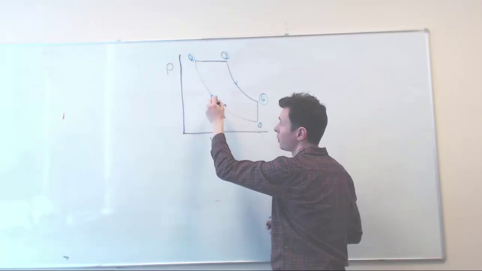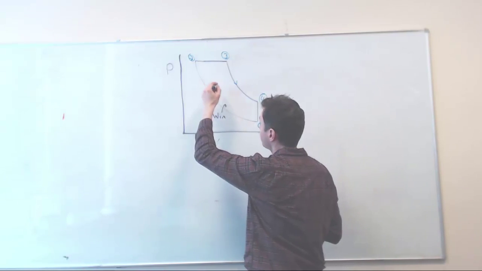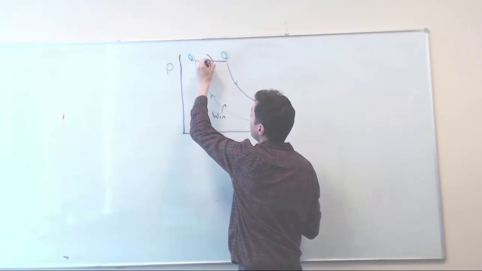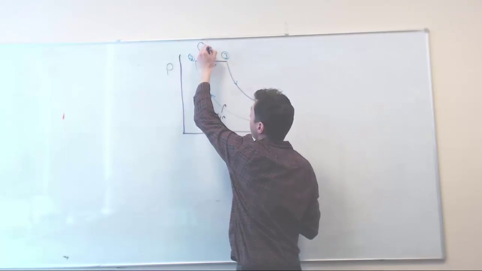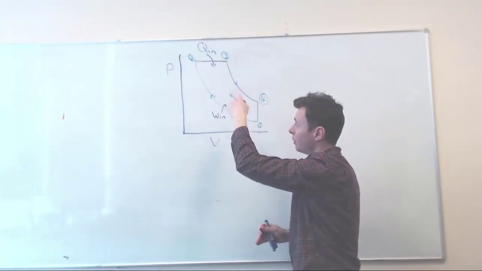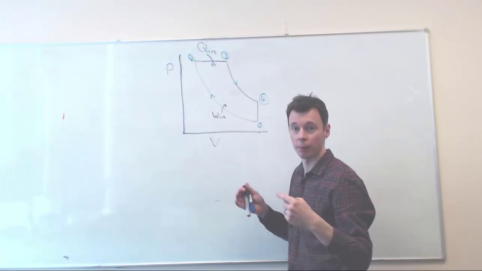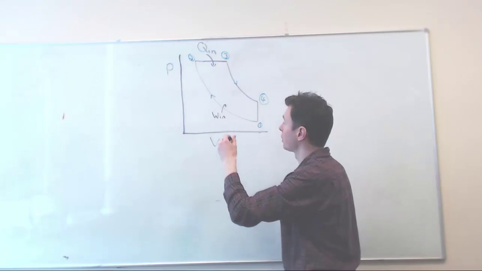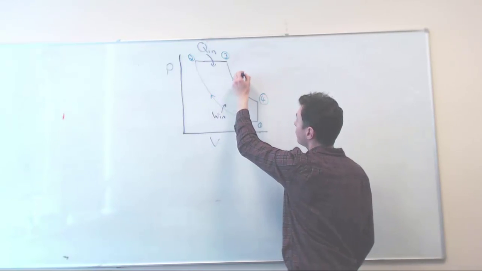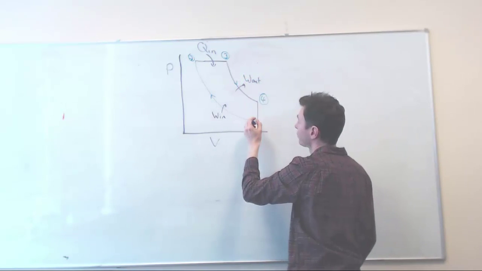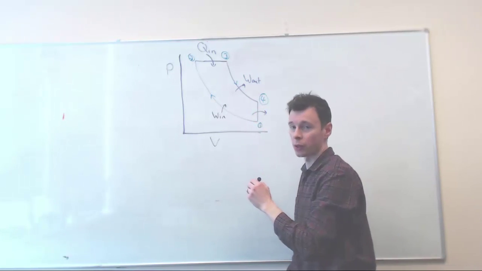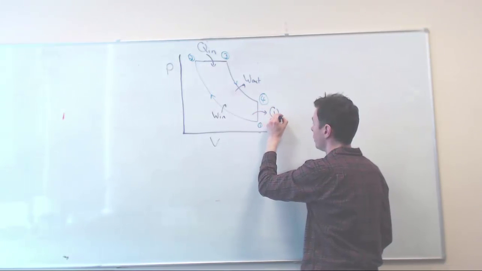So work goes in between 1 and 2. Between 2 and 3, that's our heating process. So Q in, again, heat and work processes are always, on these four process diagrams, opposite each other. So our work out is here, adiabatic expansion, work out. And then here, from 1 to 4, is our exhaust heat, so Q out.